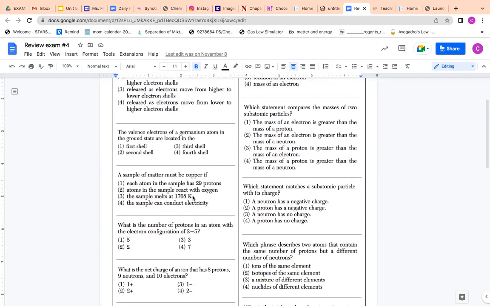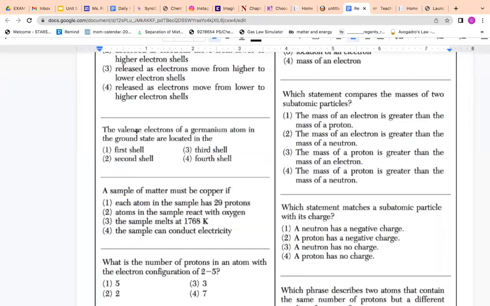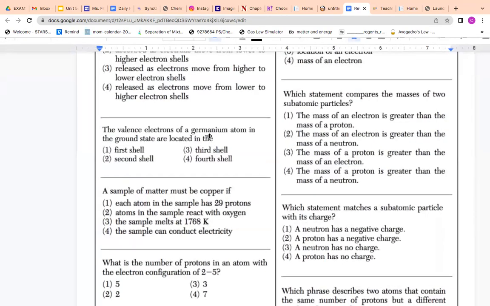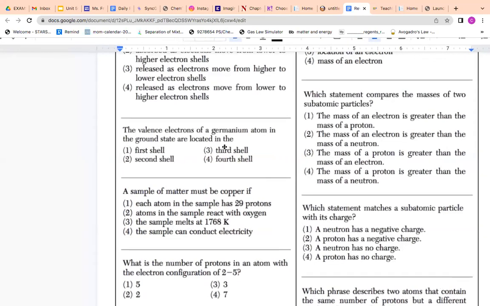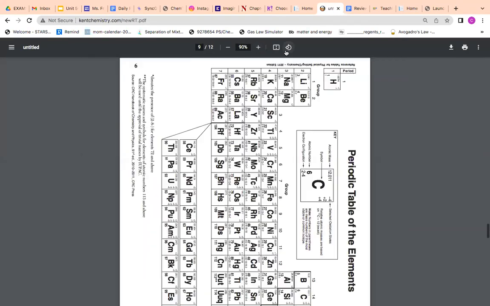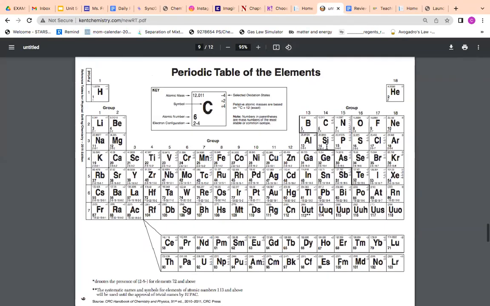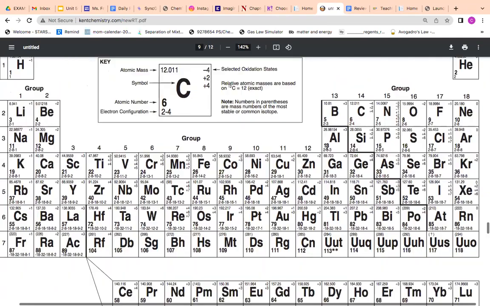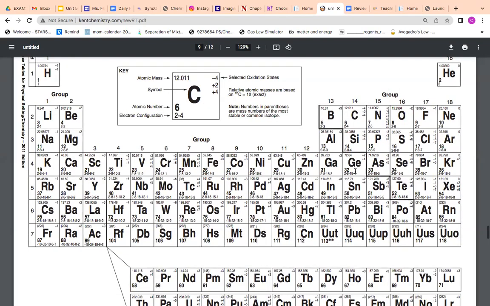All right. Now, second one. The valence electrons of a germanium atom in the ground state are located in which one of these shells? So what we need to do is go to the periodic table. Here's our lovely periodic table. And they're talking about germanium. Now you can do 2 things. You can look at germanium, look at its electron configuration. So it's 2, 8, 18, 4.